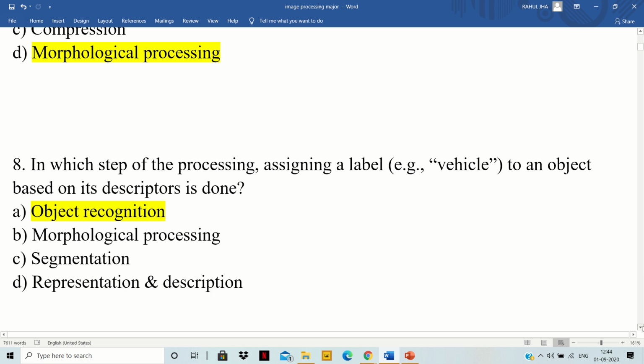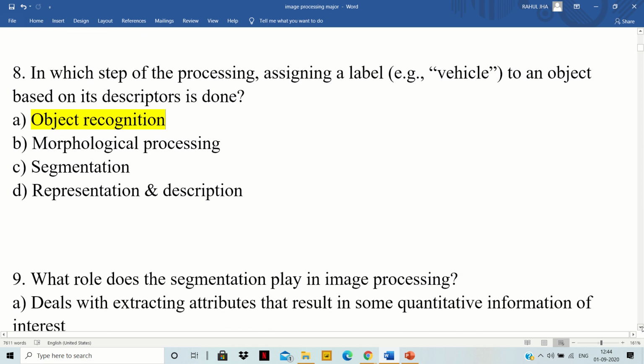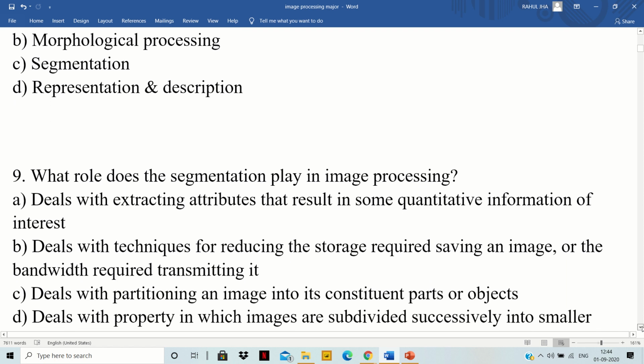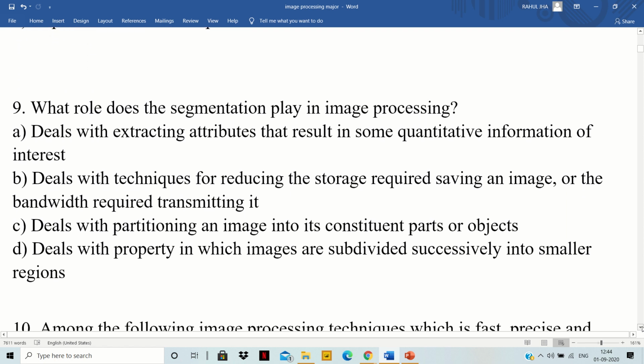Next question. What role does segmentation play in image processing? Our options are: deals with extracting attributes that result in some quantitative information of data; deals with techniques for reducing the storage required to save an image or the bandwidth required to transmit it; deals with partitioning an image into its constituent parts or objects; deals with a property in which images are subdivided successively into smaller regions. So D is absolutely the wrong answer as it is about dividing into smaller regions, which means wavelengths. So it can't be the answer.